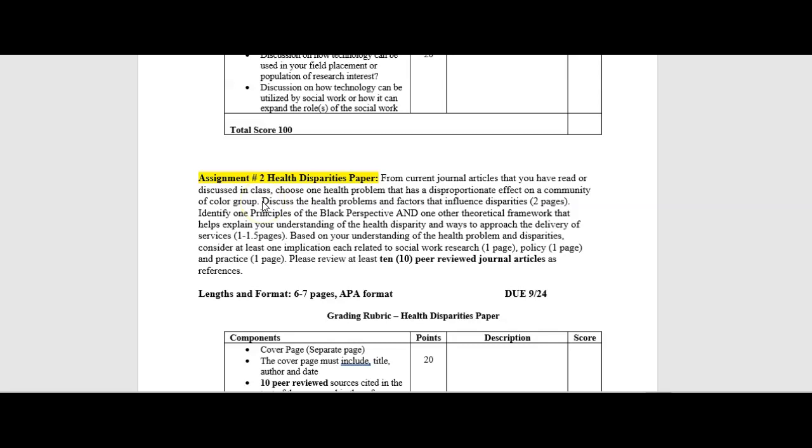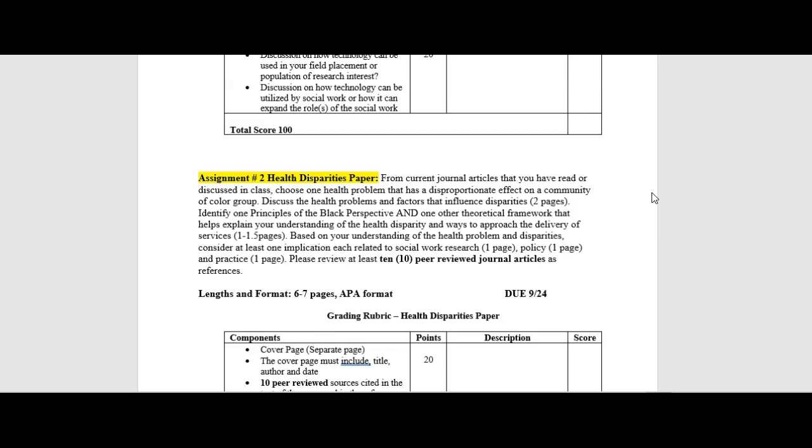So we're going to use something that's relevant, something that's going on now. So COVID-19 is our unit of focus, and talk about health disparities as they are impacted by COVID-19. Discuss the health problems and factors that influence those health disparities related to COVID-19. Identify one principle of the Black perspective and one other theoretical framework that helps explain your understanding of health disparities and ways to approach the delivery of services.